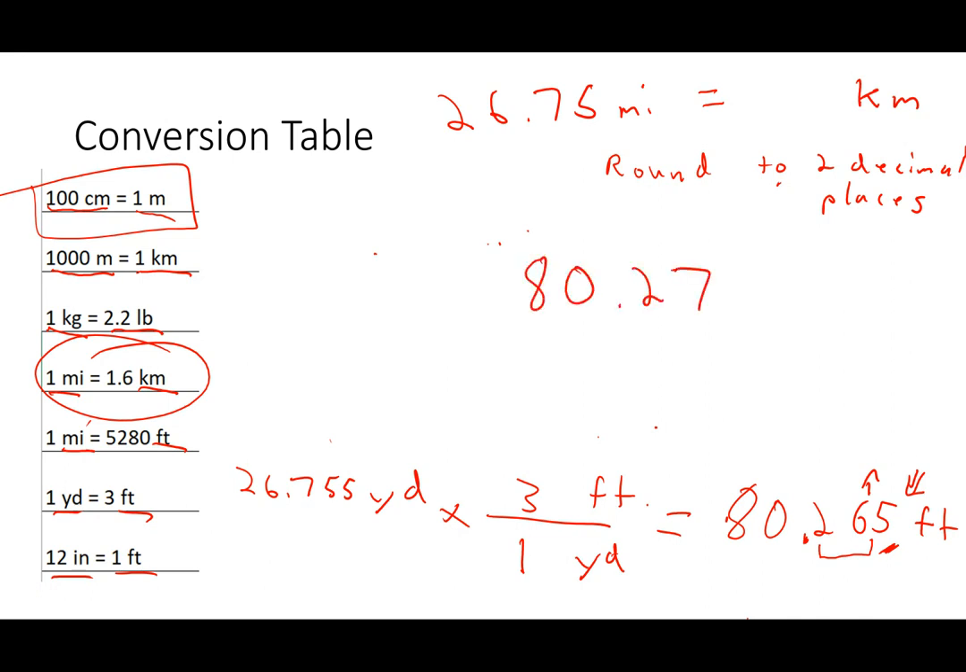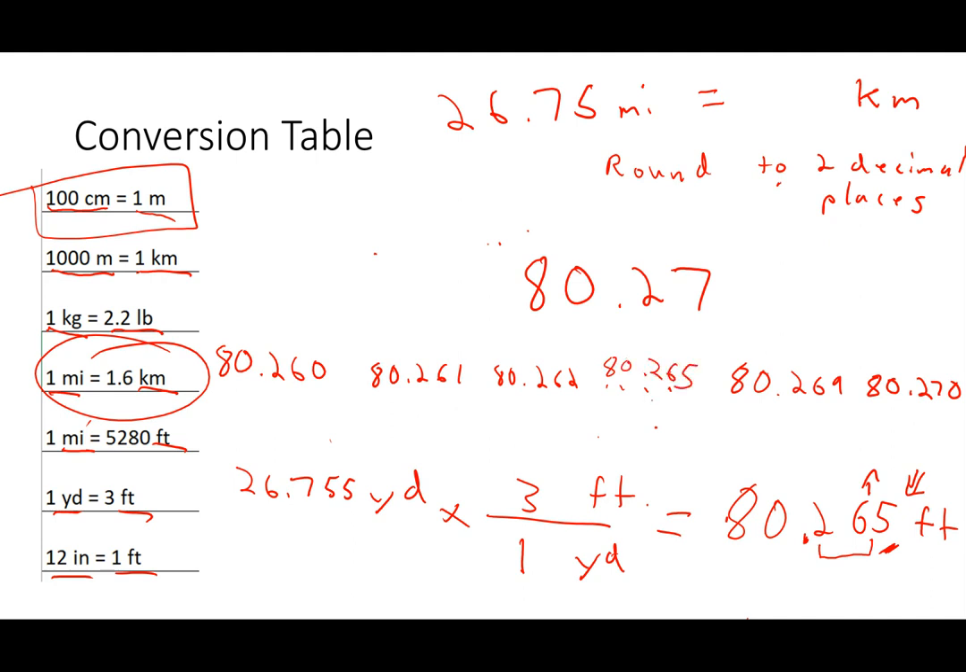And I'm going to round this to 80.27. Why is this? Well, let's say I have 80.260, 80.261, 80.262, all the way to 80.269, and then 80.270. 80.265 is right in the middle.